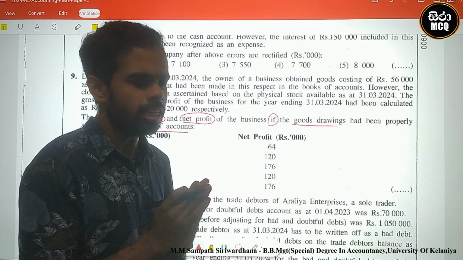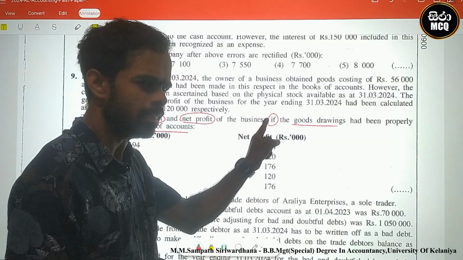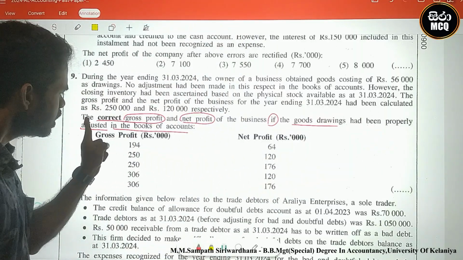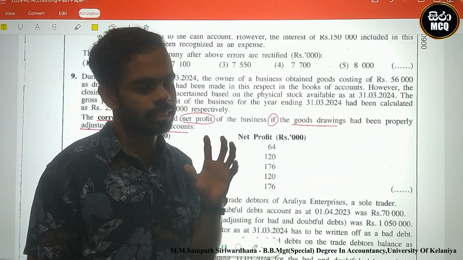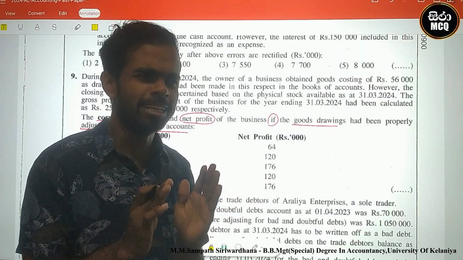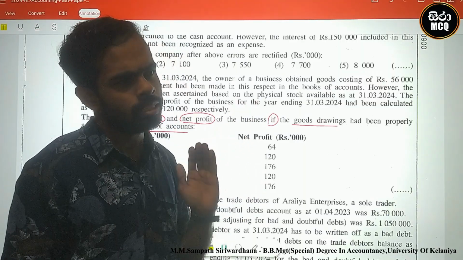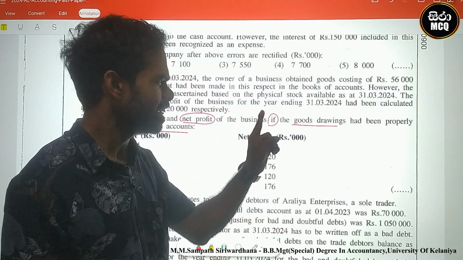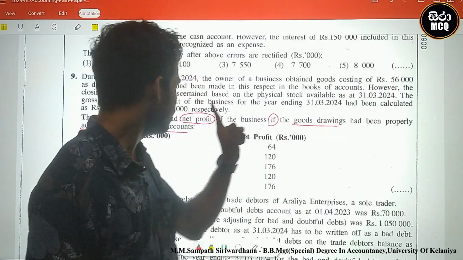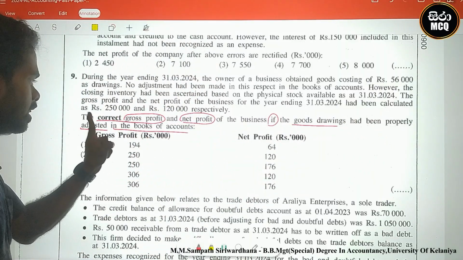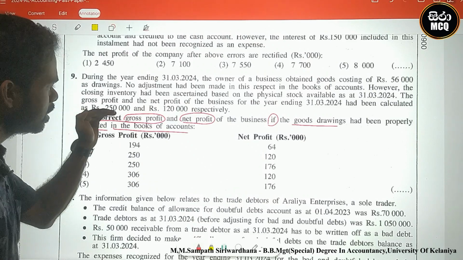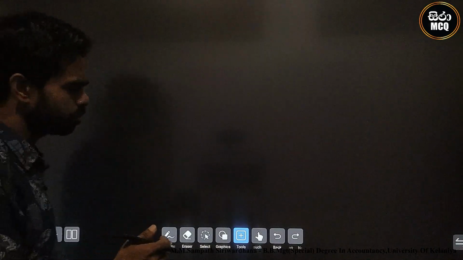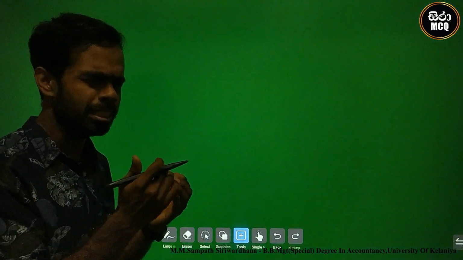At this point, we can imagine that the goods drawing are not accounted in the books. They request the correct gross profit and net profit if the goods drawing had been properly adjusted in the books of account. At that time, I prepare the simple income statement.